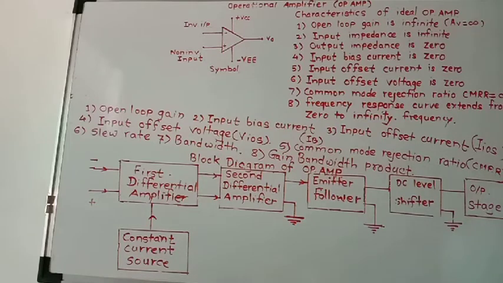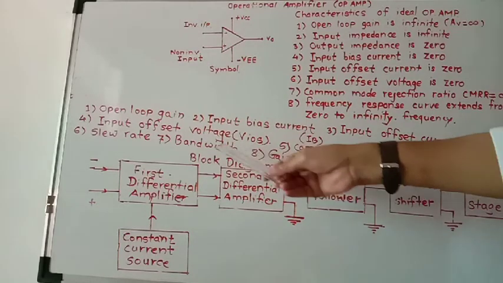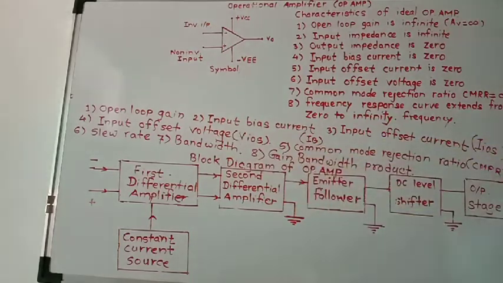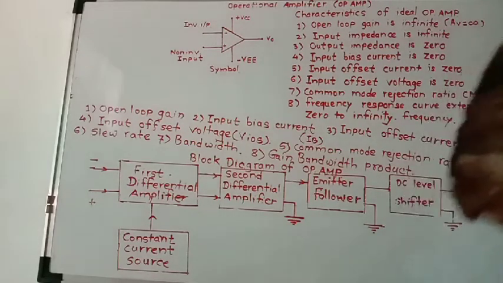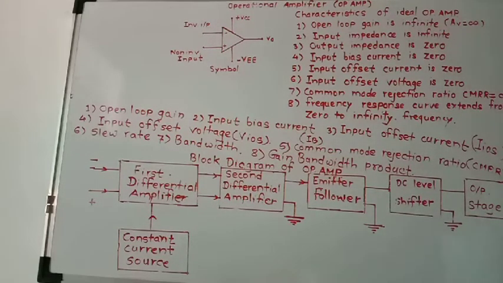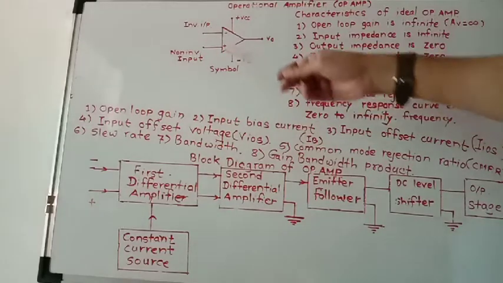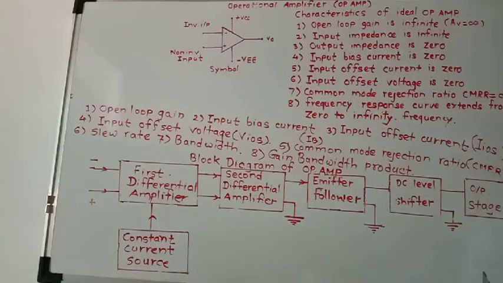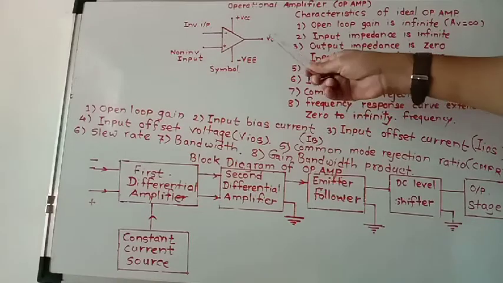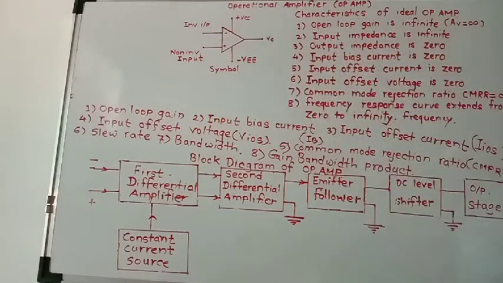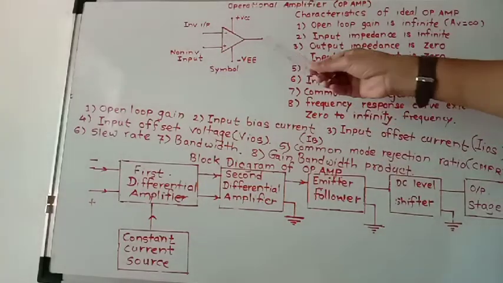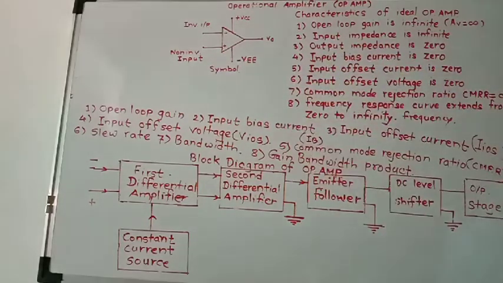Then what is meant by input offset voltage? Input offset voltage is indicated as VIOS. So what is my input offset voltage? Even if the input voltage is 0, the output should be 0, but practically it is not so. There is some output voltage, and it is necessary to reduce this output voltage to 0. So this is called the input offset voltage.